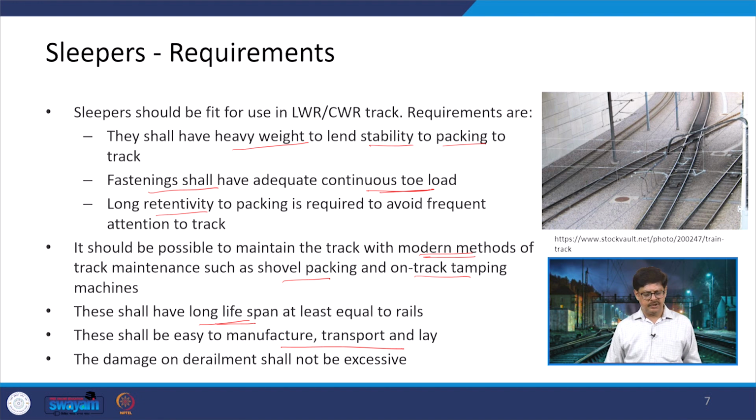So, this is also an important case. Now, damages on the derailment shall not be excessive. So, the way they have been designed, the type of material which has been used, the type of strength which has been given, all of these things will come there. So, the strength, the design, the material. This becomes a part of the consideration, so that the sleepers remain there and provide their functional value.